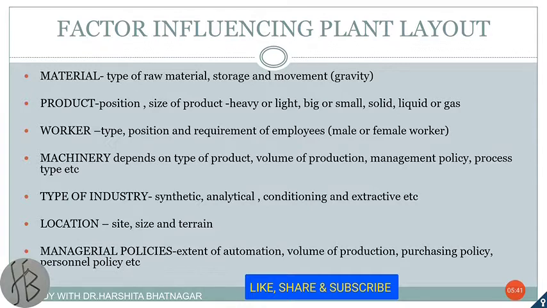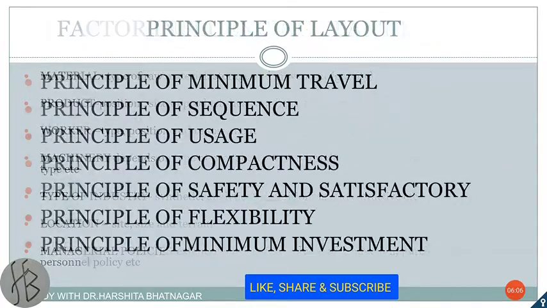It means what extent of automation your management is going to put in the factory: high level, middle level or low level. What is the volume of production? What are the different purchasing policies and personnel policies? All these factors decide the plant layout. So in this way, these factors decide the plant layout.